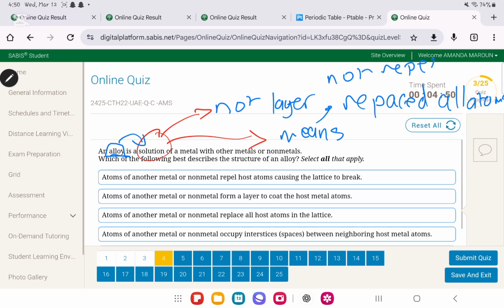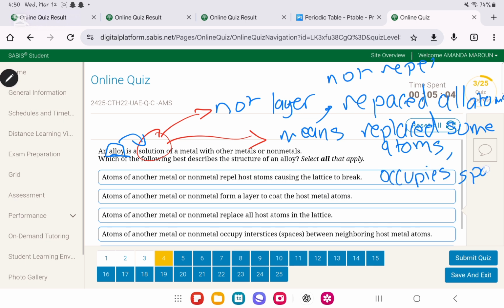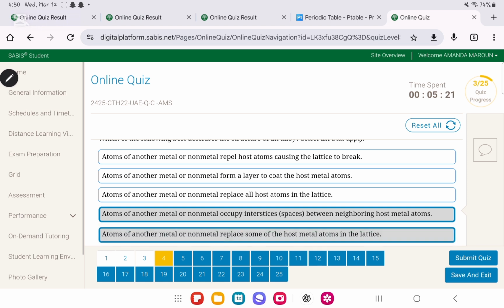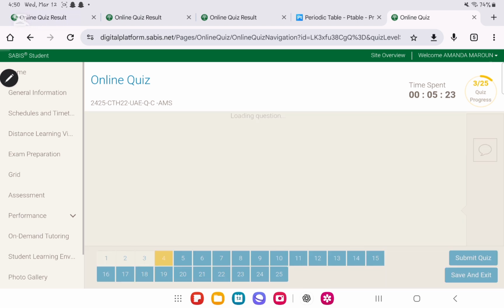However, it does mean that it will replace some atoms. It means replaced some atoms. Okay, and it occupies the empty spaces. So will occupy space or gaps. So occupies empty spaces. So here if we're choosing, we know that it's not gonna repel, it's not gonna layer, it's not gonna replace all host atoms. However, it will occupy these spaces and it will replace some of the host metal atoms.